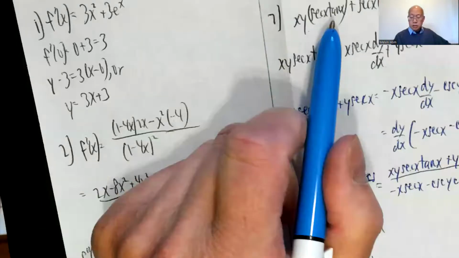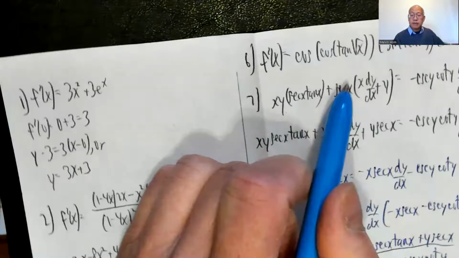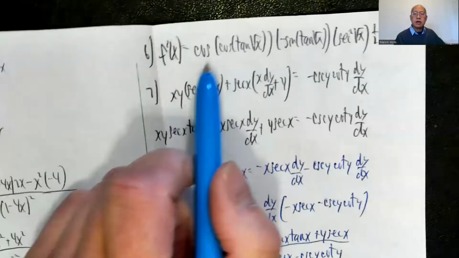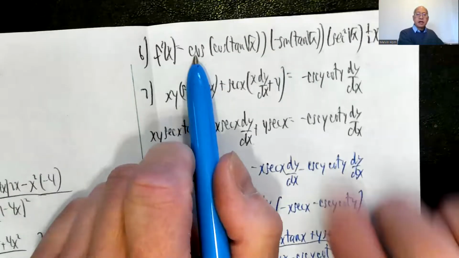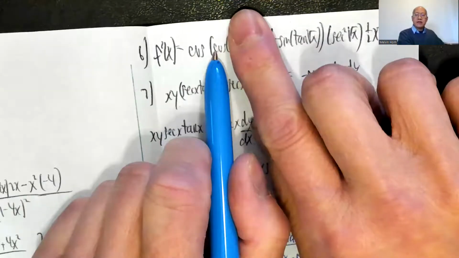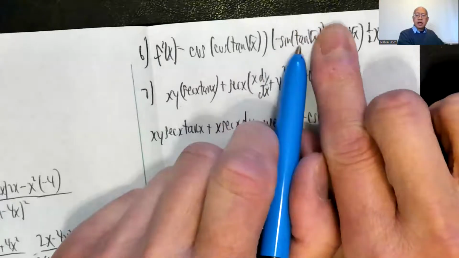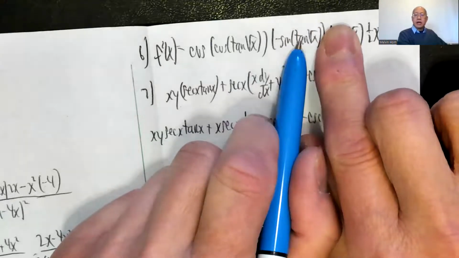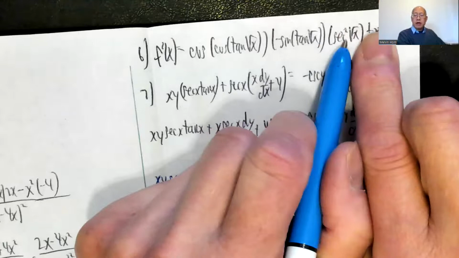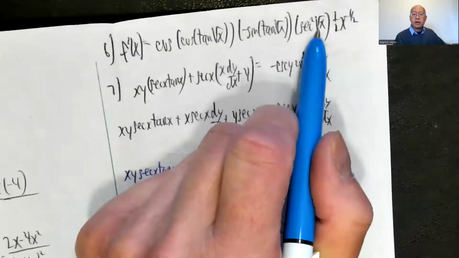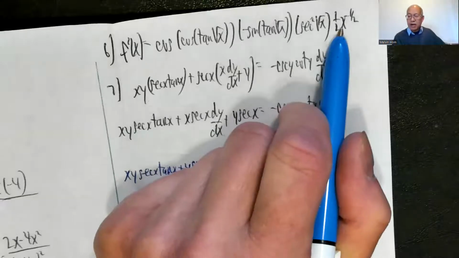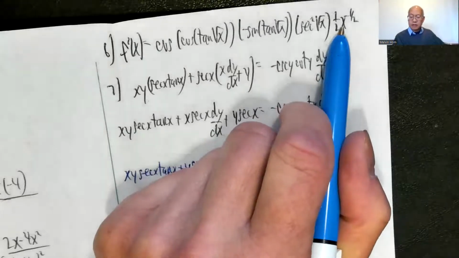Number 6. Okay, the derivative of sine is cosine. So cosine of cosine tan radical x. Okay, that's done. Then times the derivative of cosine, which is negative sine. So negative sine tan radical x, times the derivative of tangent, which is secant squared radical x, times the derivative of square root of x, or x to the 1/2. So that's 1/2 x to the negative 1/2. And again, you can just leave it like that.